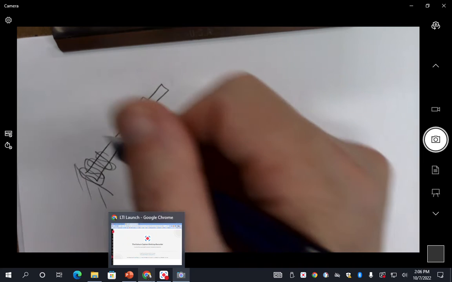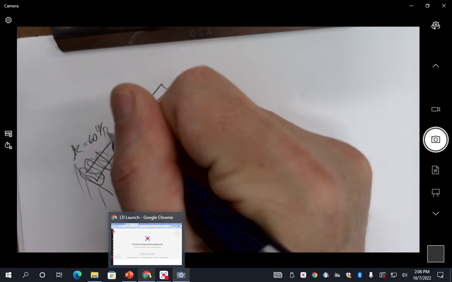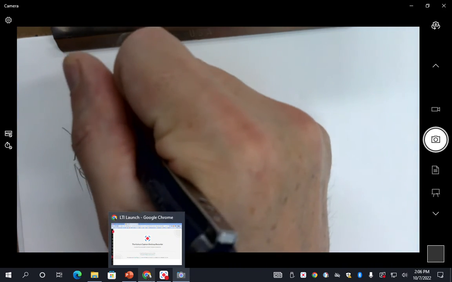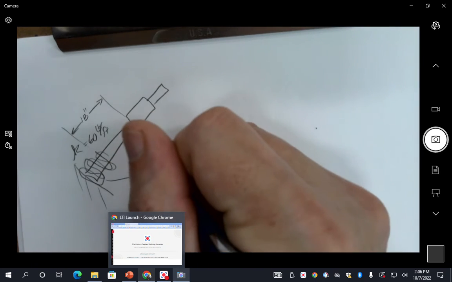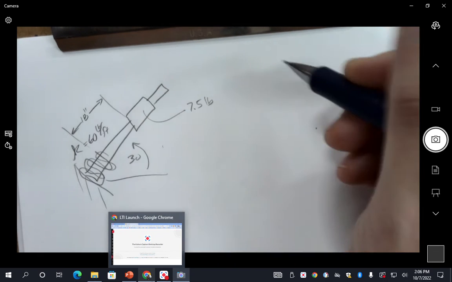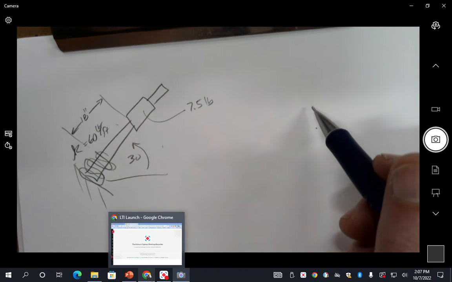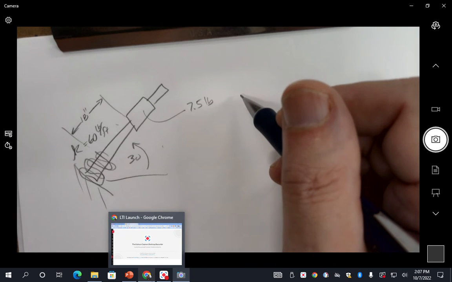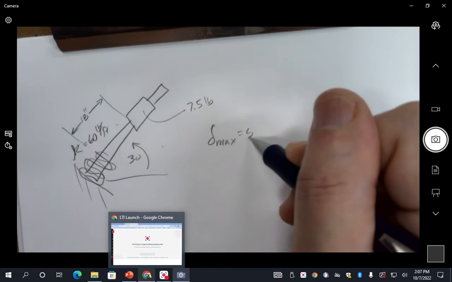So, let's see, other information. We know that the spring constant was 60 pounds per foot. We know that the distance before the compression of the spring was 18 inches. And we know that this thing's at a 30-degree angle, and it's 7.5 pounds. And it's released from rest. That's good news. And that it compresses the spring. So, the max deflection is equal to 5 inches.